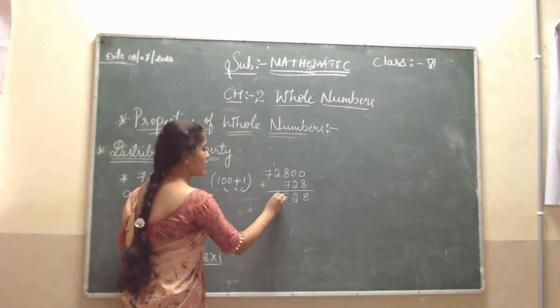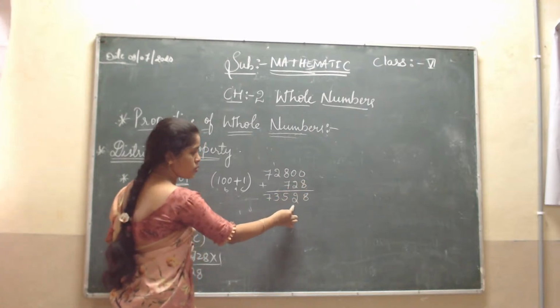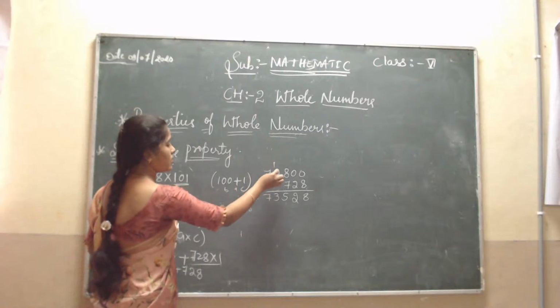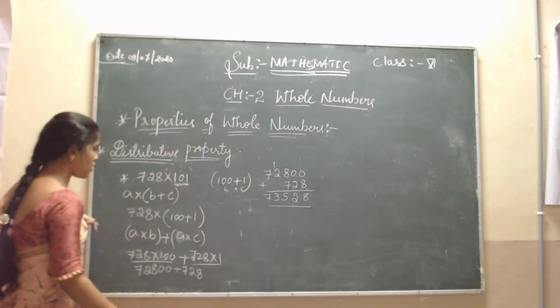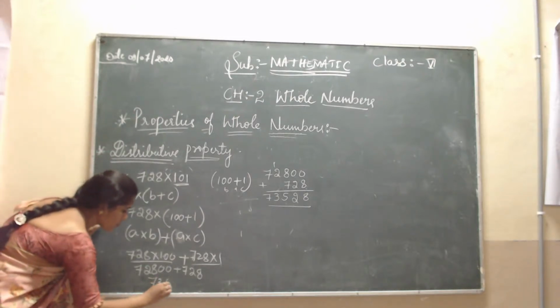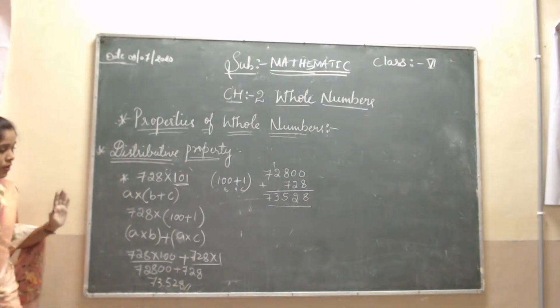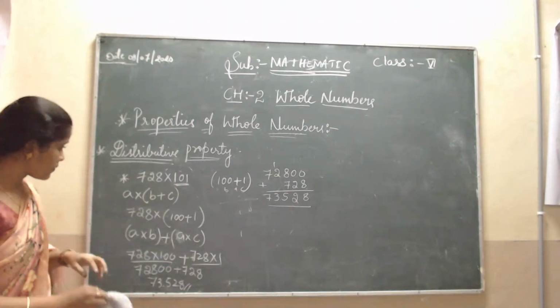2 plus 1 is 3. 7 as it is. 1 carry, 3 and 7 as it is. So the answer is 73,528. We will solve the same by applying distributive property.